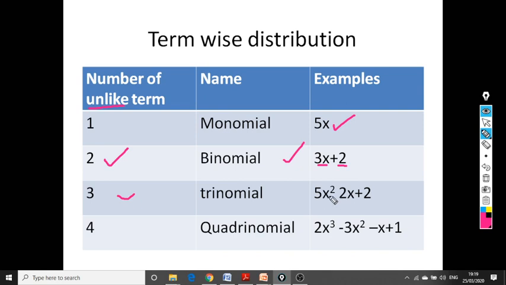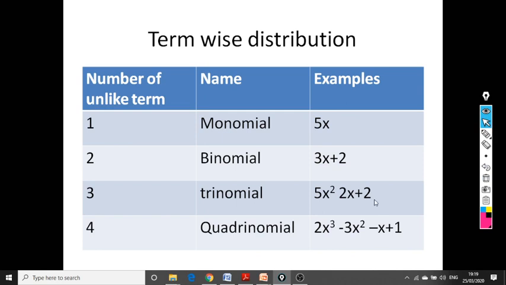Trinomial, you see that this is 5x square plus 2x plus 2. This is the example of a trinomial which contains three terms. In any case, if a polynomial contains four unlike terms, as in this case, we have four unlike terms, it is known as a quadrinomial. You see 2x cubed, 3x square, minus x plus 1. It contains four terms and they all are unlike terms, known as a quadrinomial.